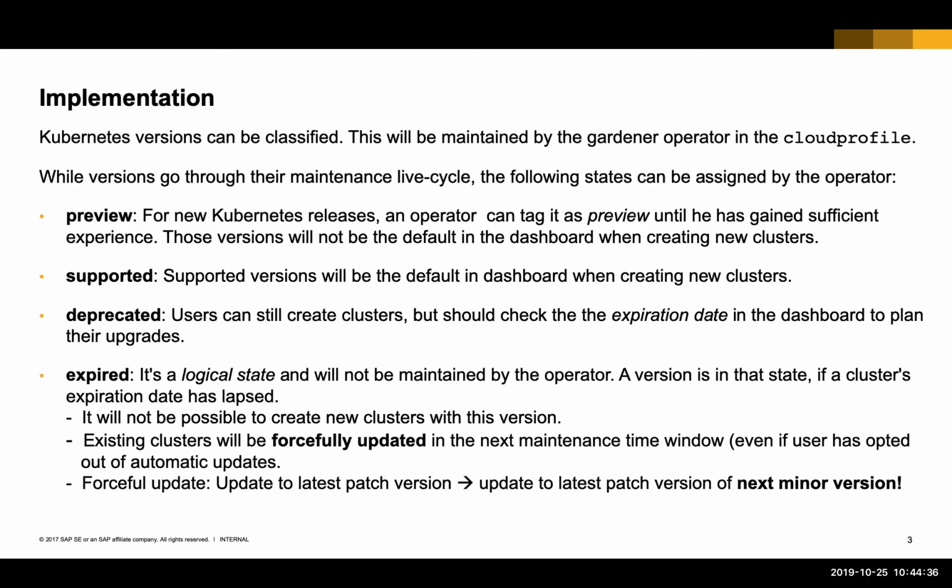Expired will not be maintained by an operator in the cloud profile. It's more or less a logical state, and a version is automatically in this expired state if the expiration date has lapsed. So what does this mean? It has several consequences. First of all, it will not be possible to create new clusters with this version. And now comes the important part. The existing clusters will be forcefully updated in the next maintenance time window, even if the user has opted out of automatic Kubernetes version updates.